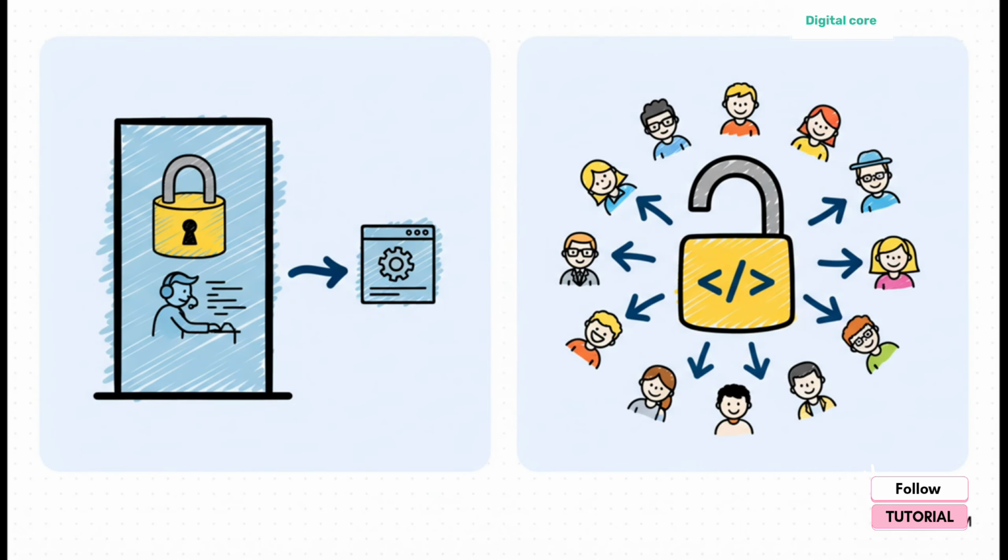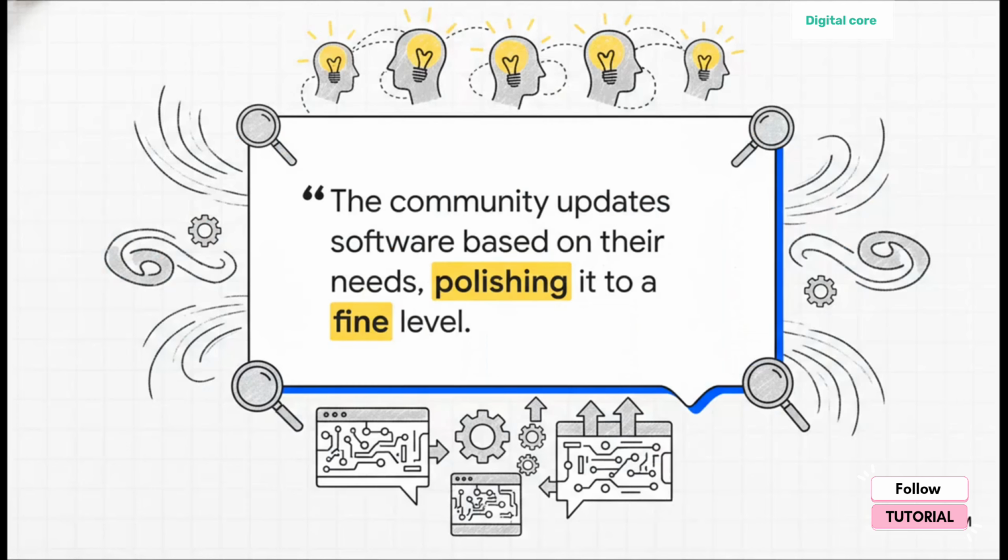And this really gets at a completely different way of thinking about how software is made. With closed-source software, one company holds all the keys. They decide what gets updated, and progress can be pretty slow. But with open source, the code is public. The community of users itself gets to drive the updates based on what they actually need, which leads to this incredibly fast collaborative innovation. And that's the real magic of the open source model.